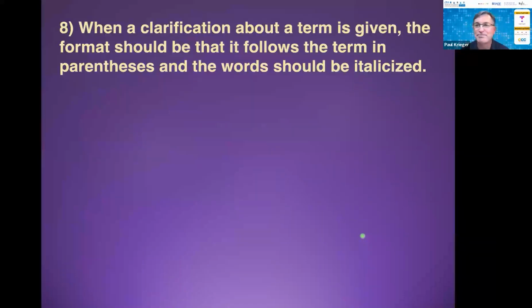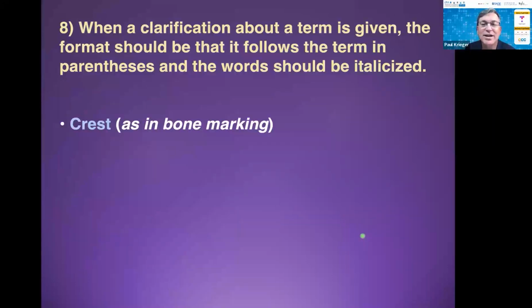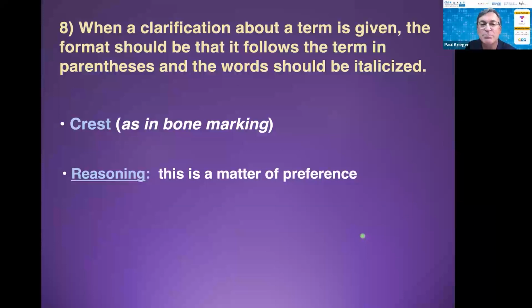Last one, number 8. When a clarification about a term is given, the format should be that it follows the term in parentheses and the words should be italicized. So we have the term crest, and if I'm specifically referencing the skeletal system where it comes up, we would say "as in bone marking." The reasoning here is a matter of preference and also for clarity, to make it clear to the students what crest you're referring to and in what context.